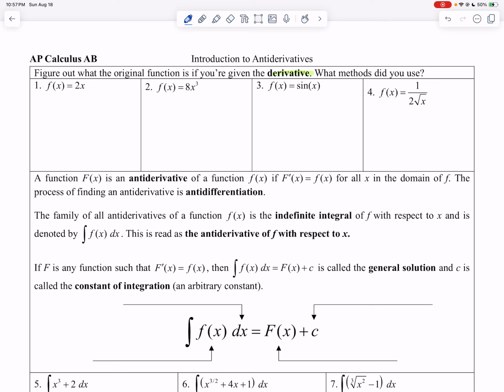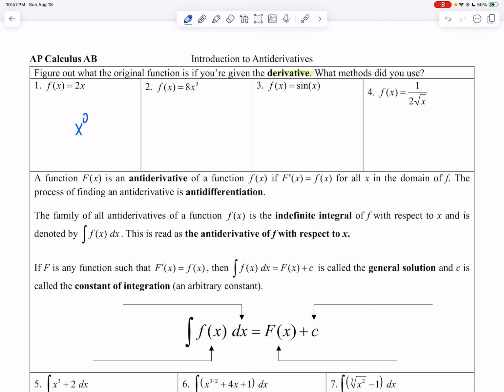All right, whenever we took a derivative, we always looked at the exponent and multiplied it to my coefficient and then subtracted the power. So what we're going to do if I have the derivative is just do the opposite. I'm going to reverse it now. So instead of multiplying by the exponent and then subtracting 1, I'm going to add 1 to the exponent.